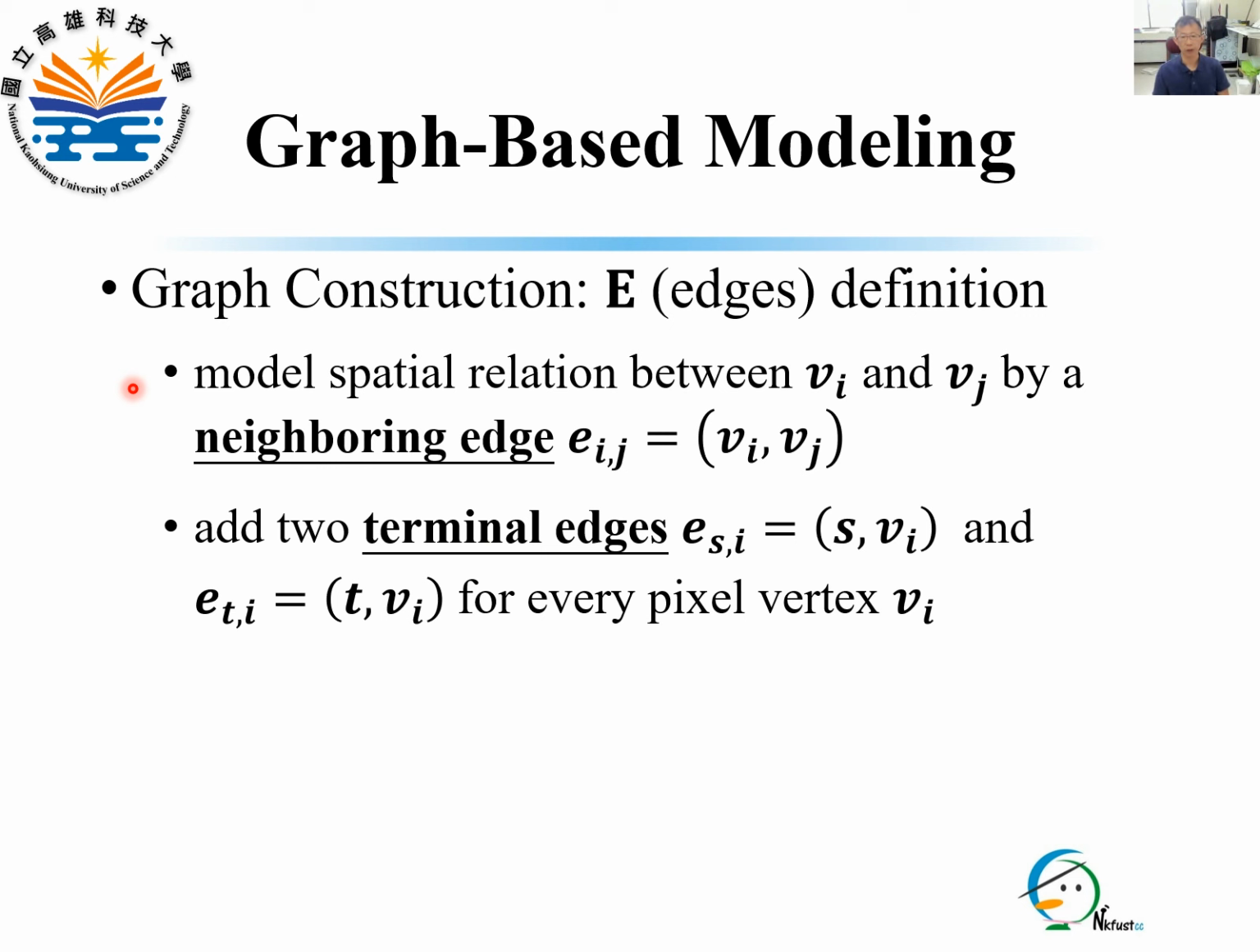For the edge definition, the spatial relation between two neighboring pixel vertices, Vi and Vj, is modeled by a neighboring edge E sub ij. Additionally, two terminal edges, S Vi and T Vi, are added for each pixel vertex Vi. Therefore, the edge set E is the union of all neighboring edges and terminal edges S Vi and T Vi of all pixel vertices.